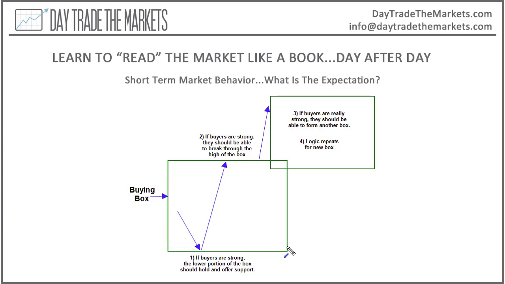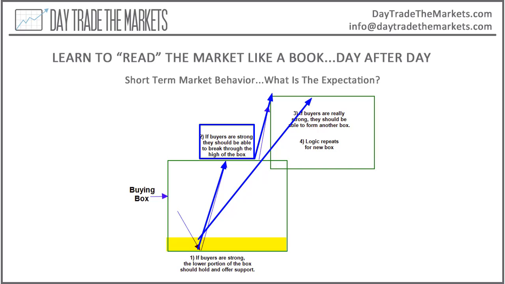But when we do have a buying box, our first expectation is that the lower 15-20% of that should be an area of support. And if buyers are even reasonably strong, it should hold, and then we should head back to the high. Again, if buyers are strong, they're going to be able to accept price or get comfortable up above the box. And if they're really strong, they're even going to be able to continue higher with even better aggression and form another buying box. Again, now we've got a stacking box scenario.